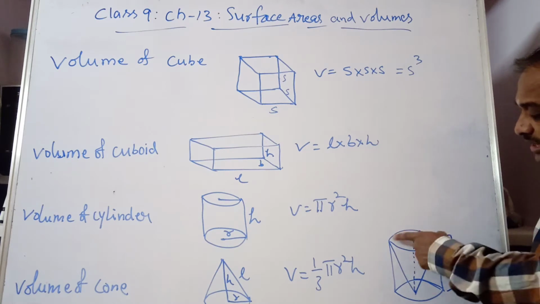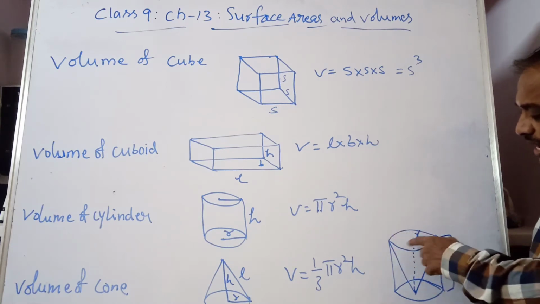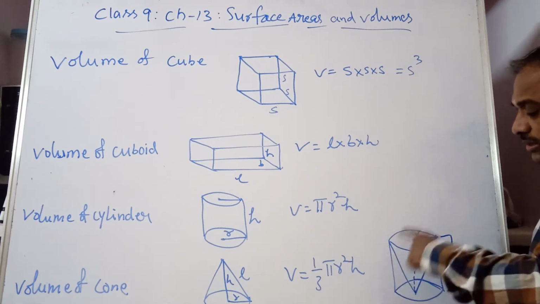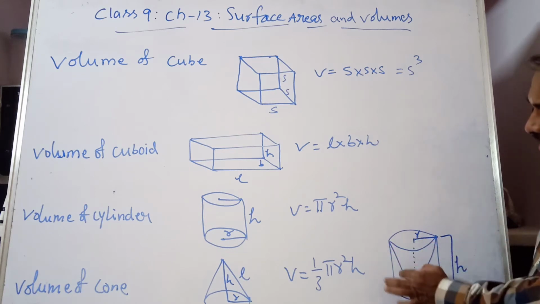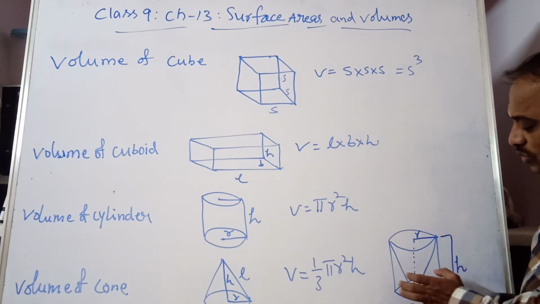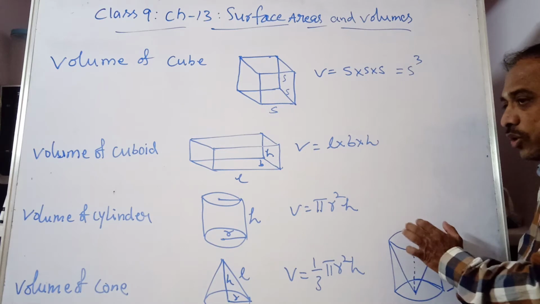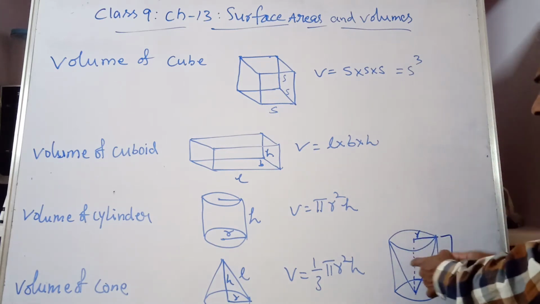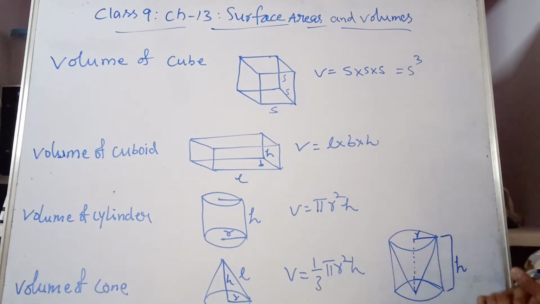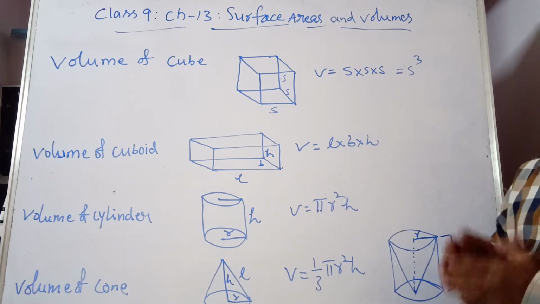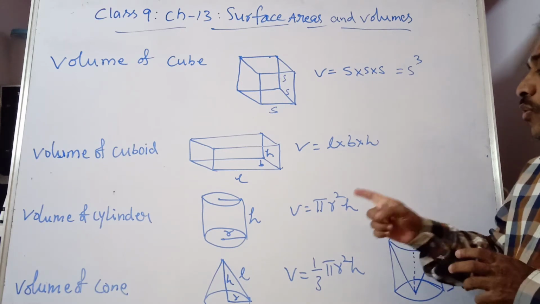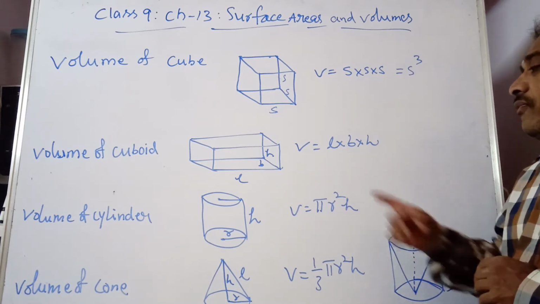You see here, this is a cone inside, and outside it is the cylinder. We can find one cone here, one cone here, and one cone here. 3 cones appear inside it. So the volume of the cone is nothing but 1/3 of the volume of the cylinder.